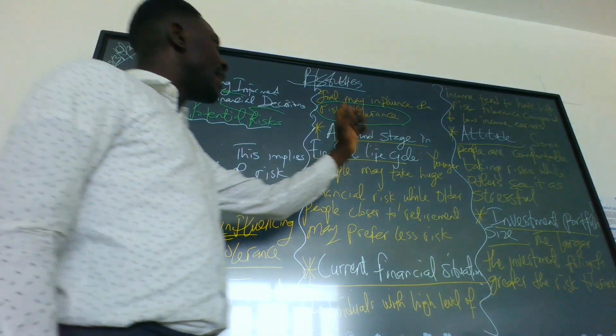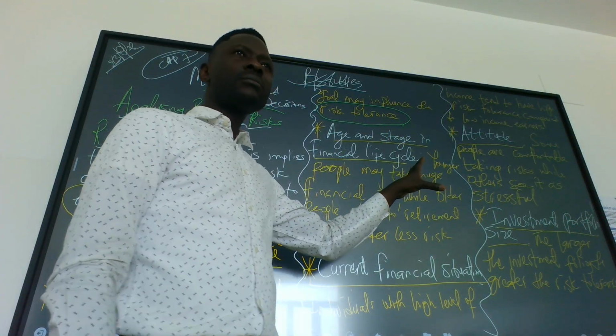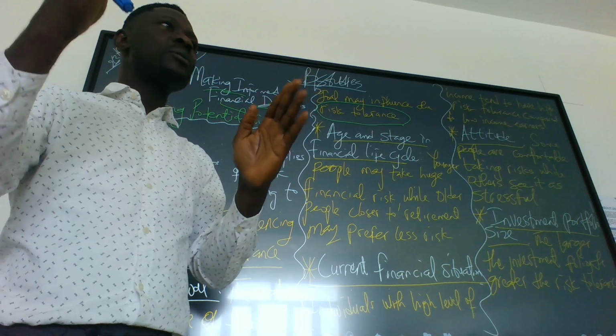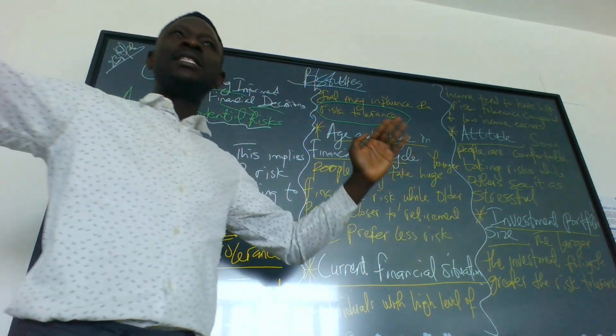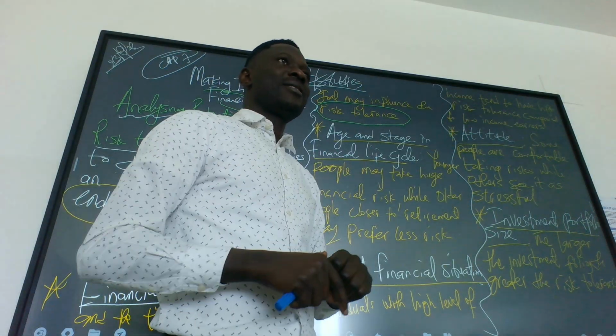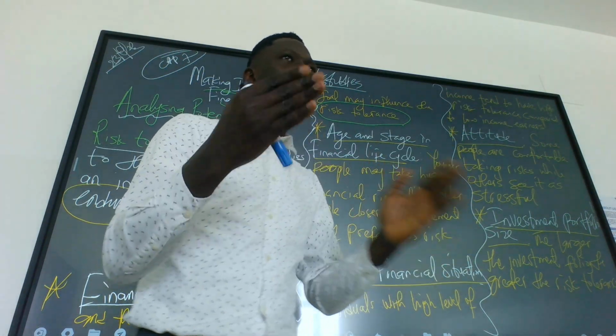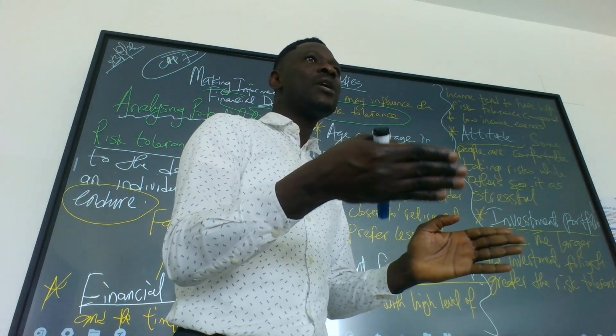The second one, age and stage in the financial life cycle. We simply talk about young people and old people. Younger people, because they still have more years to work, can take high risk. But old people are closer to retirement. They don't have more years to work. They would rather take what? A low risk.